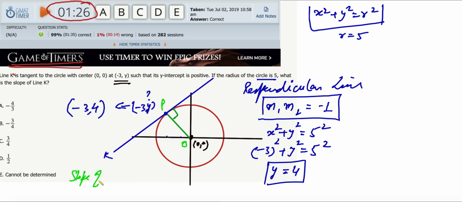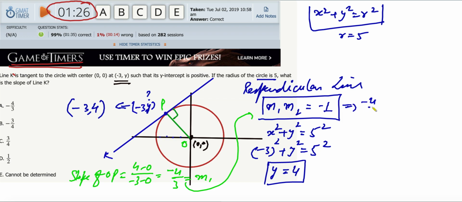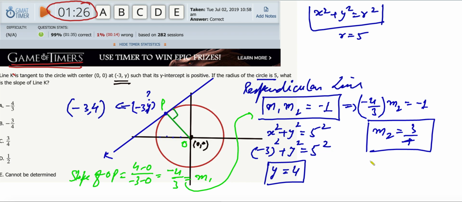the slope of OP will be equal to (4 - 0) over (-3 - 0), that means -4 over 3. Now going back to this expression, calling this m1, since m1 m2 equals -1, -4/3 times m2 should be equal to -1, so m2 becomes 3/4. That's how the slope of K becomes 3/4, which is option C, and that's our answer.